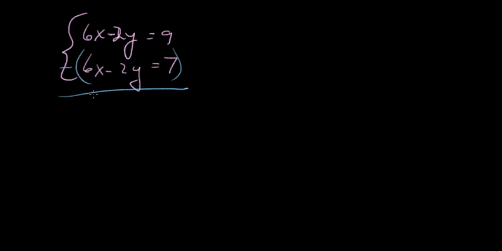So 6x minus 6x is 0. Negative 2y minus a negative 2y, that's a negative 2y plus 2y, that's a 0. And 9 minus 7 is 2. Now the question is, remember when we solve, we want to find a combination of values for x and y. In other words, an ordered pair, x and y, that will make both of these statements true.